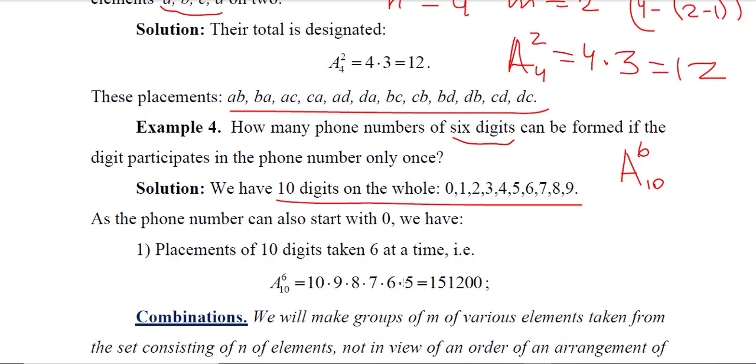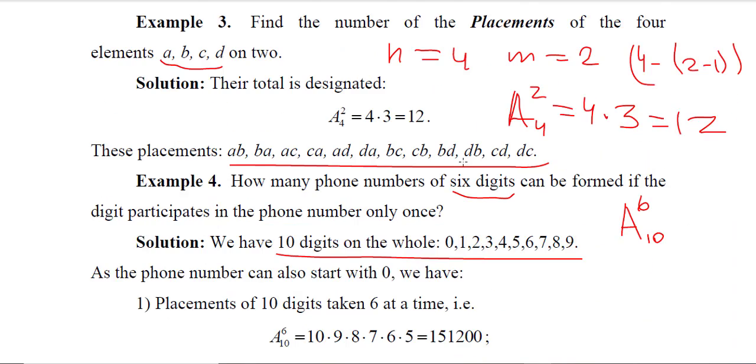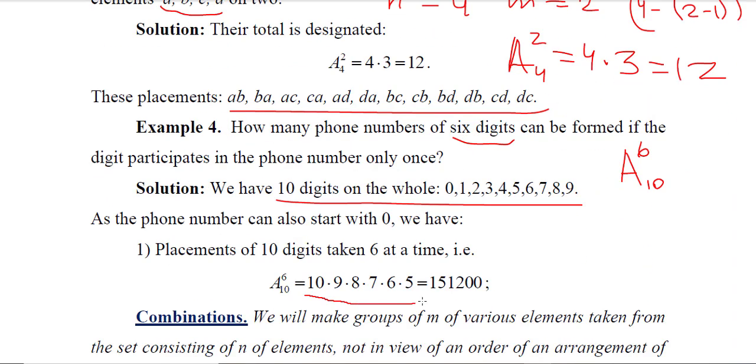So it's equal to this number, 10 times 9 times, because n minus m minus 1, 10 minus 6 minus 1, it is 3, so 10 minus 5, this is 5. So we need to continue here till 5. Yes, correct. So it's equal to this number, 151,200. This is placement.